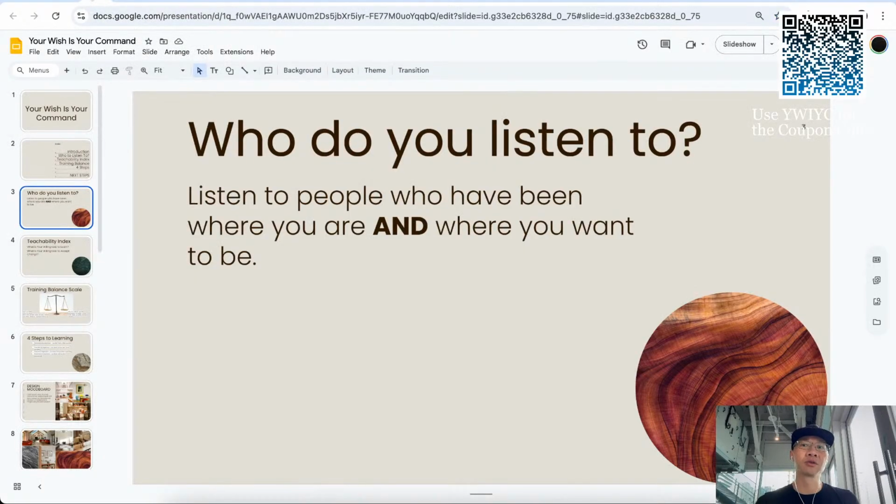Who are you listening to right now to get your practical advice to help you achieve your goals, dreams, and desires? Have they actually achieved the results that you're looking for?